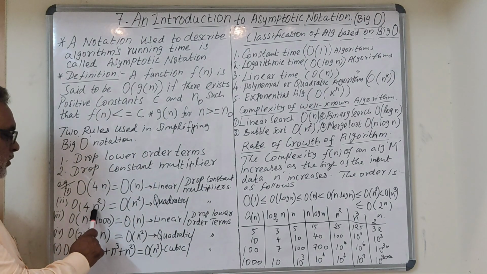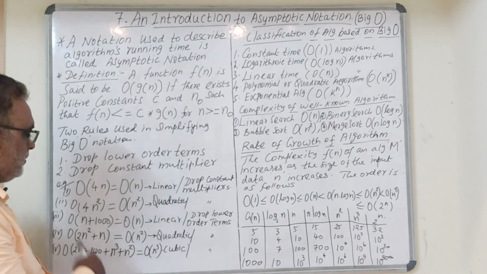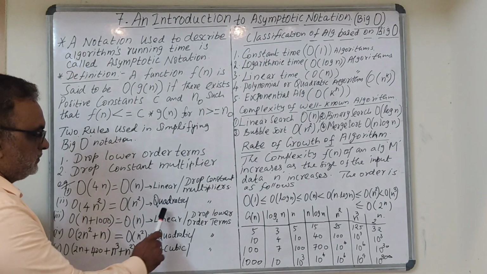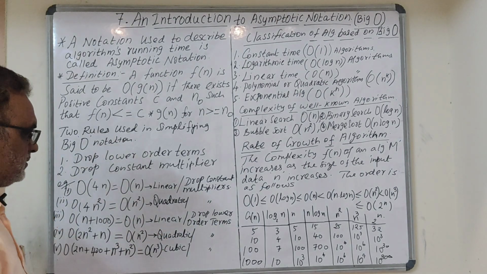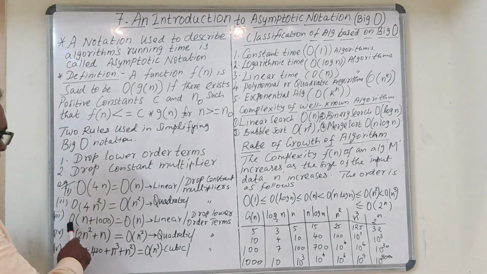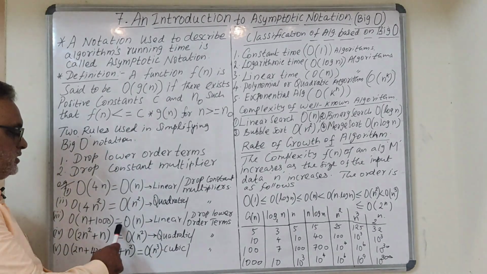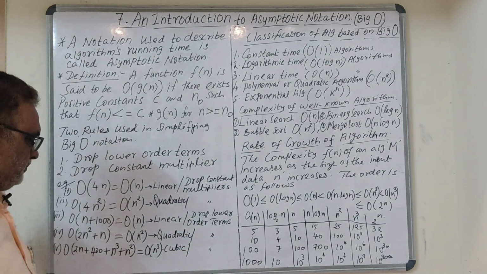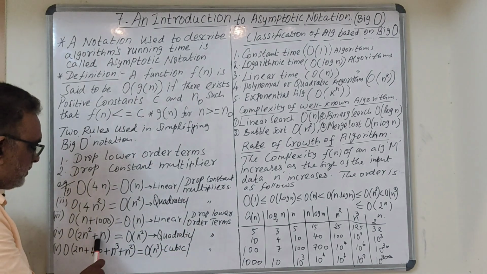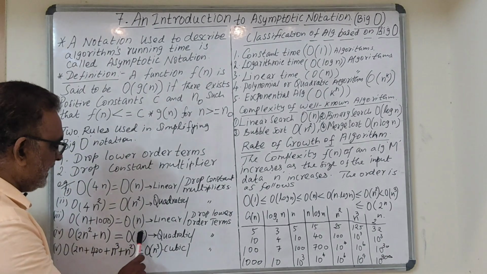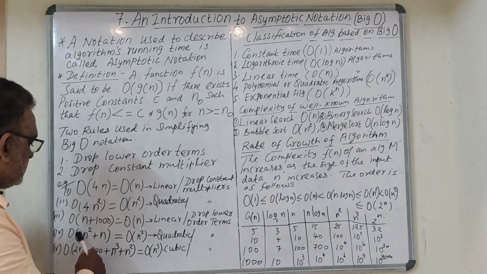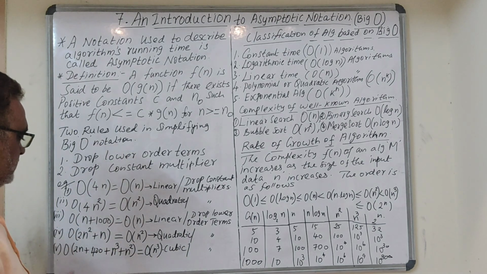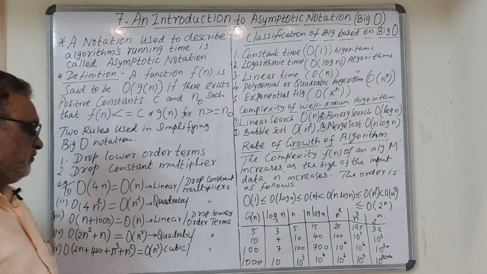Another one, order of 4n square, in which you drop this 4 and consider only the high order value, that is n square. So here also we drop the constant multiplier. So it is a quadratic function. Similarly, order of n plus 1000 is equal to order of n only. We drop the lower order term. Similarly, order of 2n square plus n is order of n square. We are dropping the low order terms as well as the constant, that is 2. So it is nothing but a quadratic function.